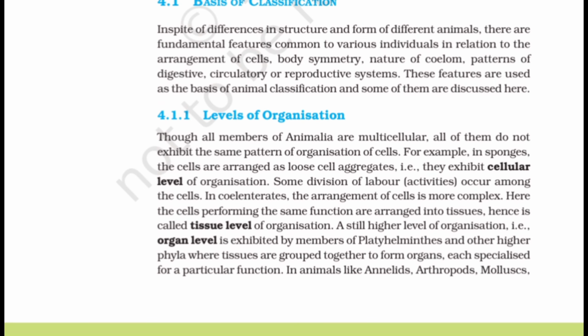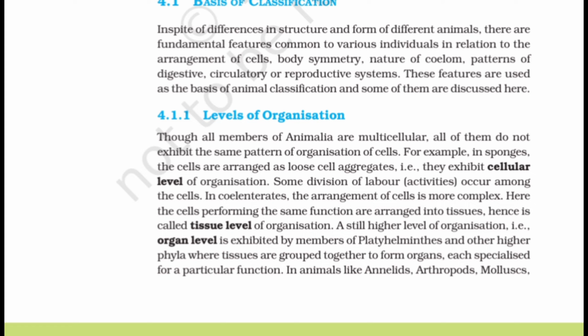Levels of organization. Though all members of Animalia are multicellular, all of them do not exhibit the same pattern of organization of cells. For example, in sponges, the cells are arranged as loose cell aggregates, that is, they exhibit cellular level of organization. Some division of labor activities occur among the cells. In coelenterates, the arrangement of cells is more complex. Here the cells performing the same function are arranged into tissues, hence it is called a tissue level of organization.